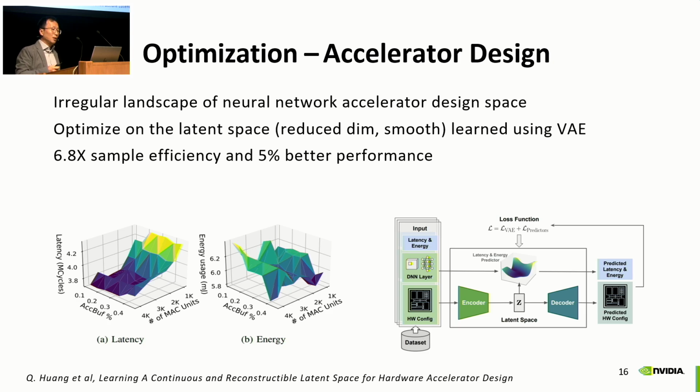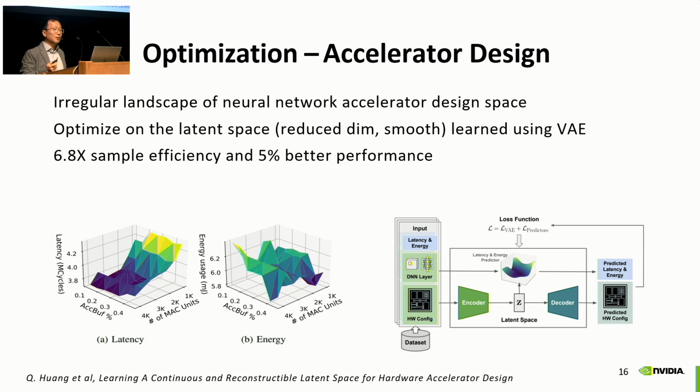So if we can make the design space smooth and reduce its dimension, it will be helpful for optimization. And this is achievable with variational autoencoder. In addition to using the variational autoencoder to learn this low-dimensional design space, it also adds an additional loss function to predict design performance given the latent space.